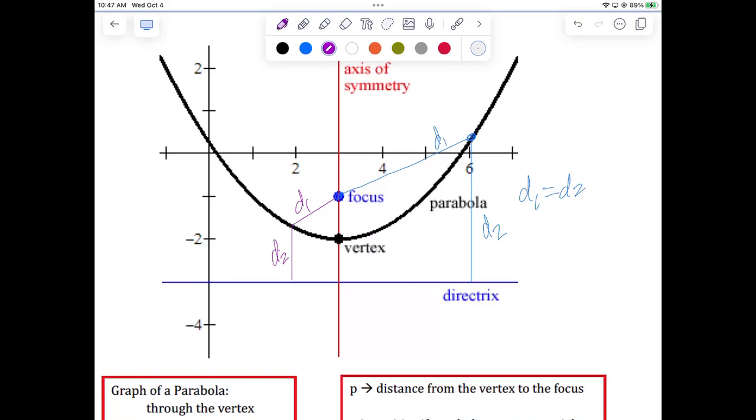Now, the distance that we're going to be interested in is the smallest of these distances, which is this right here. That distance right there, we're going to call P. It's the distance from the vertex to the focus, the shortest distance. And of course, that distance right there is also the same. But we're going to call that distance P. We call it the focal length. P is called the focal length.